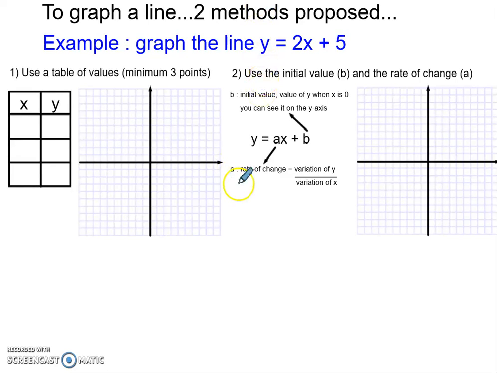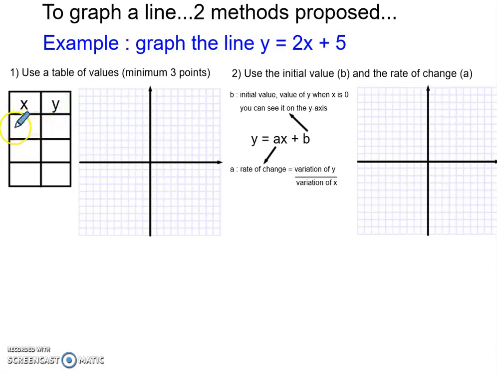To graph a line, I'm going to propose two methods. For example, if you need to graph the line y is equal to 2x plus 5, you can use a table of values, and I suggest you take a minimum of 3 points, because if you have only 2 points and you messed up, then you won't know. But if you have 3 points and they're not in a line, then you will know.